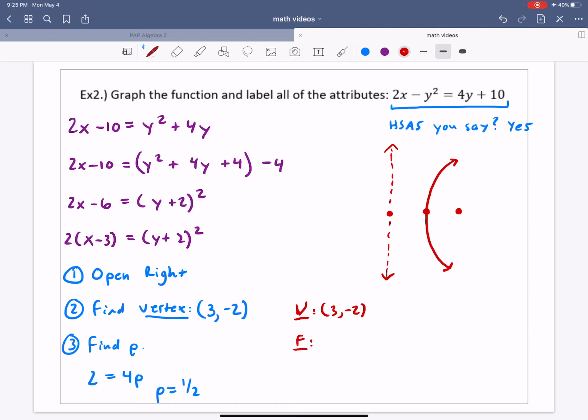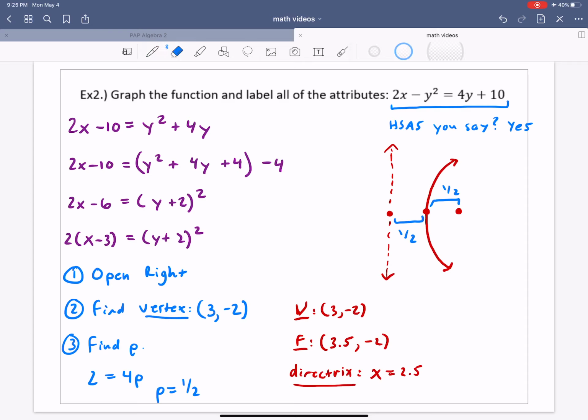For the focus, let's go ahead and add on here that I'm moving 1/2 unit. Those are all going to be really, really close to each other. If I'm moving to the right 1/2 unit, I add 1/2 to the x value of the vertex. So that's going to be 3.5, -2. The y value stays the same. And then the equation of the directrix is going to be x equals 2.5, as I move 0.5 units in the other direction.